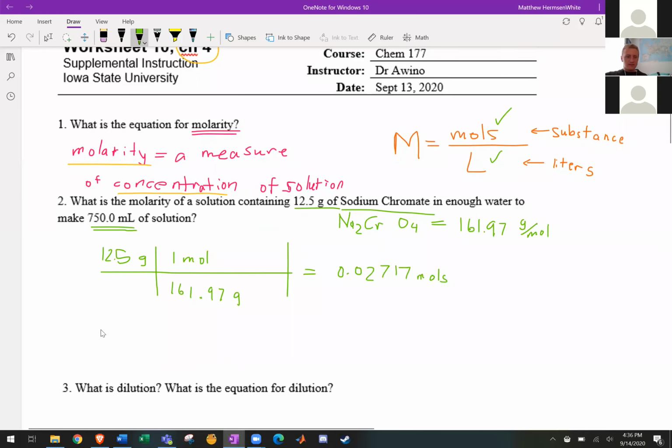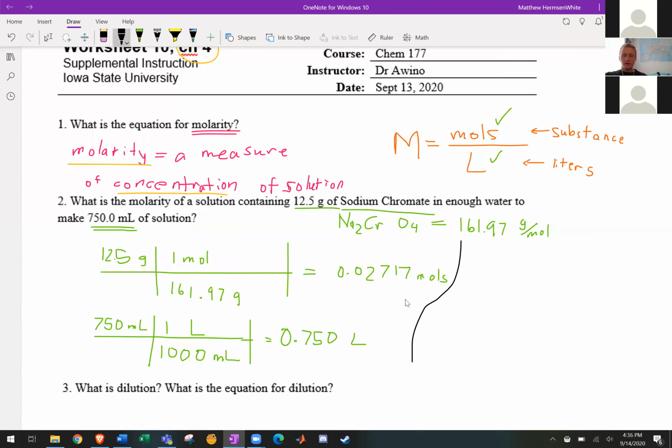Now we have our moles, and our equation calls for liters. Our problem gives us 750 milliliters, so we have to convert milliliters to liters. You're going to get really fast with the milliliter conversions, and the conversion is just like a millimeter or a milligram. It's 1,000 milliliters per liter. So that gives you 0.750 liters.